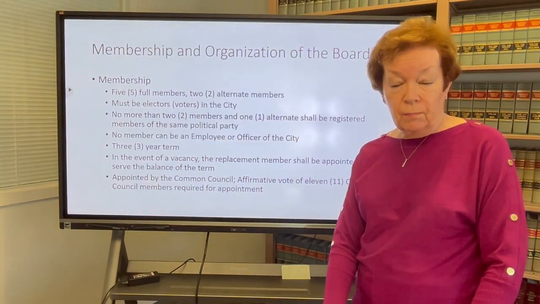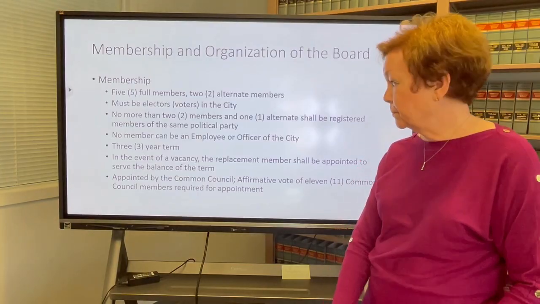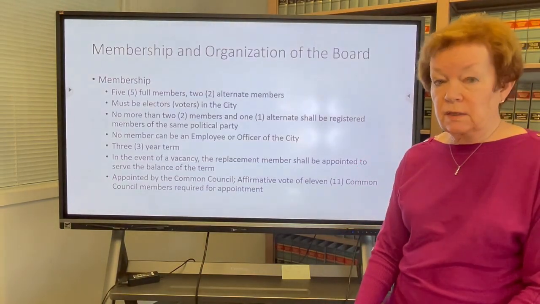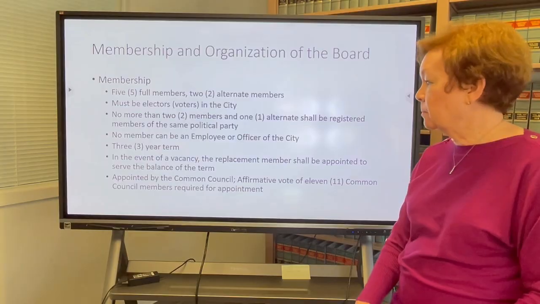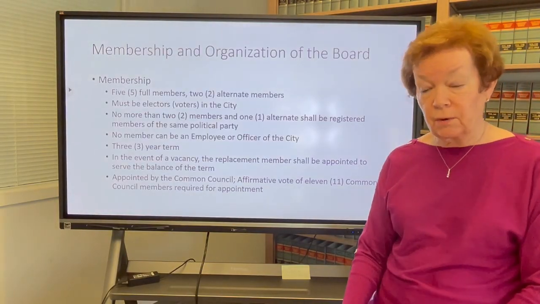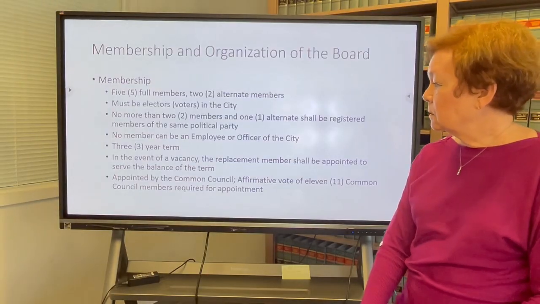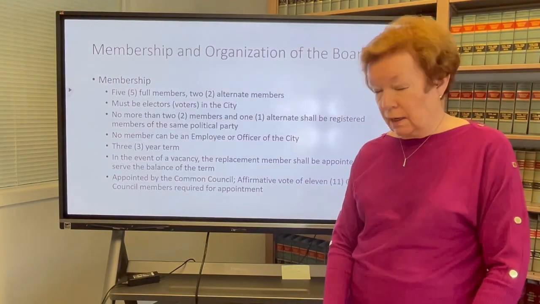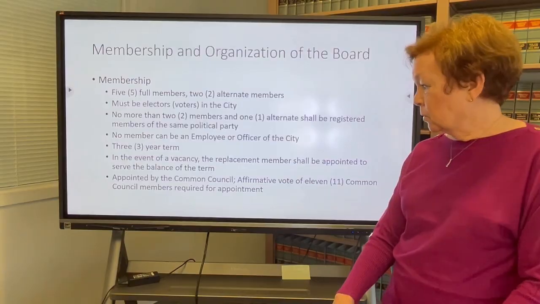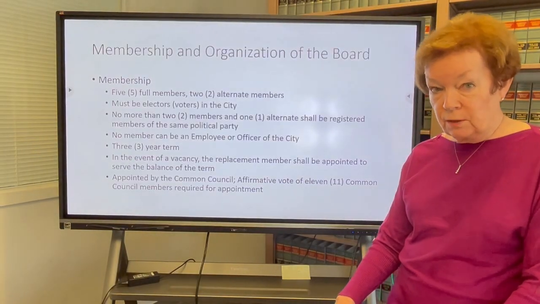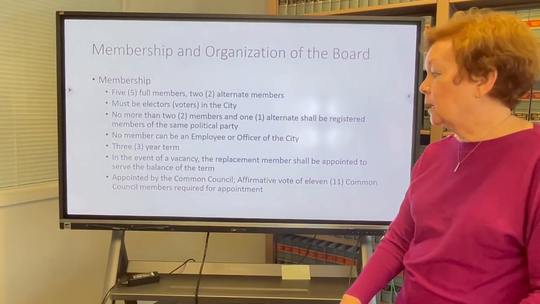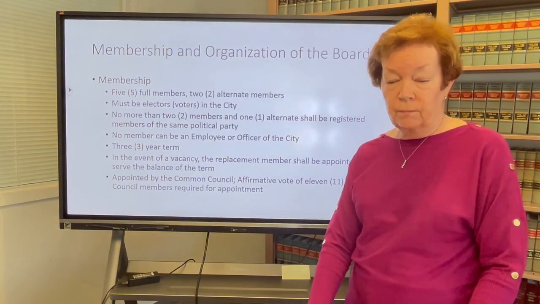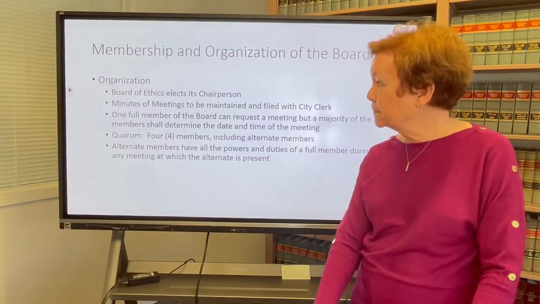Members are appointed for a 3-year term, and in the event that there is a vacancy, a replacement member can be appointed to serve out the balance of the term. Members are appointed by the Common Council, and in order to be appointed, there must be an affirmative vote of 11 members in order to receive the appointment.